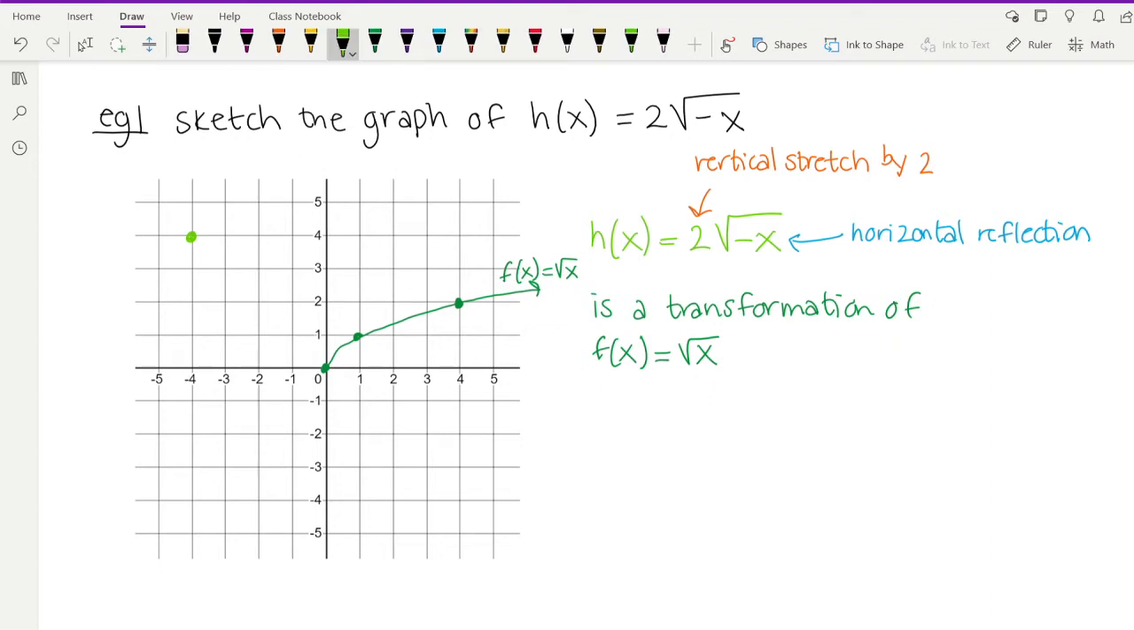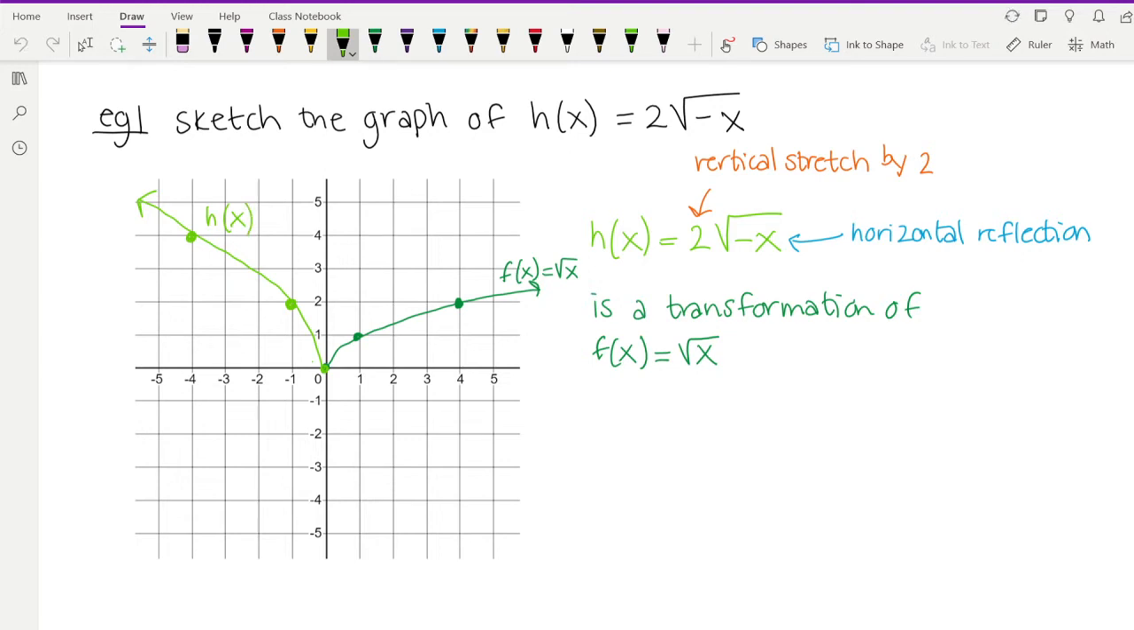And then the point that was originally at (1, 1), if you multiply the y-coordinate by 2, it ends up at (1, 2). And then reflect over the y-axis, and it is (-1, 2). And then finally, the point that was originally at (0, 0), if we multiply the y-coordinate by 2, we still get 0. And if you reflect that over the y-axis, it's still 0. So this point stays exactly where it was. And so our final graph looks something like this. So this is h of x.